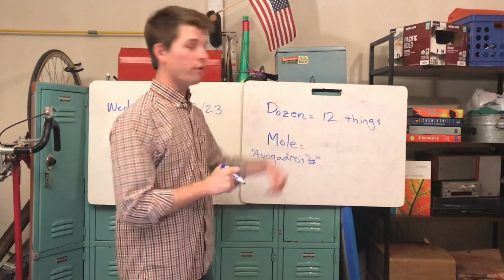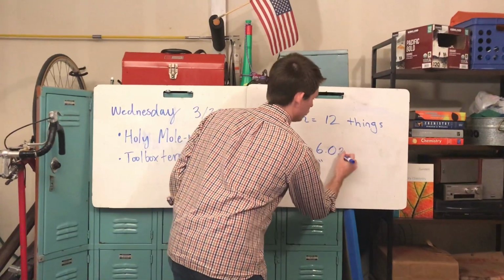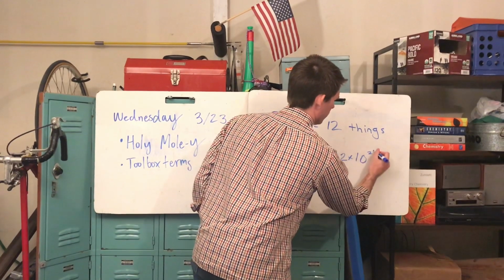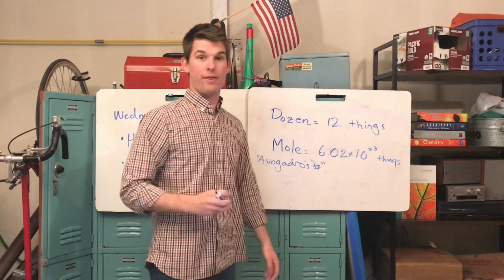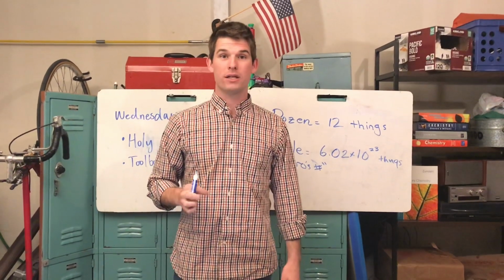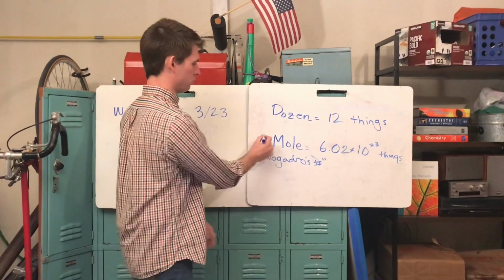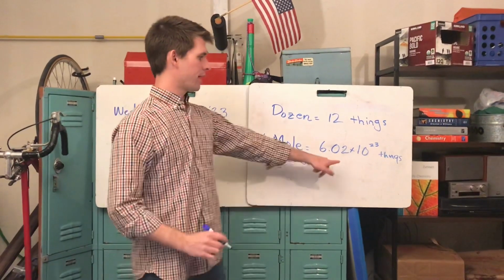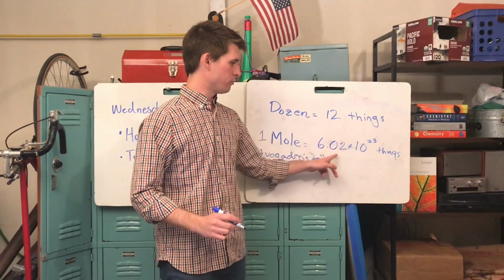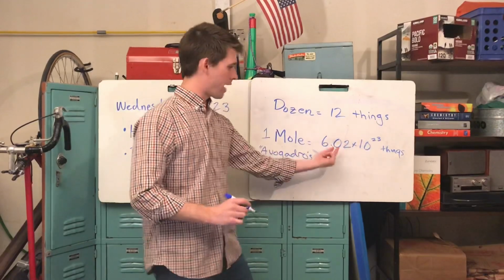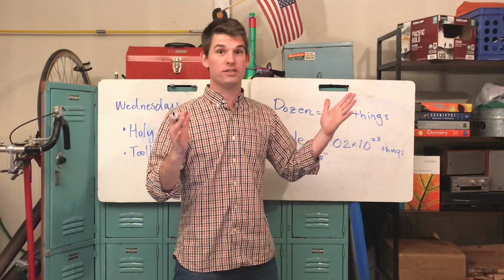Avogadro's number is not 12 things, ready? It's 6.02 times 10 to the 23 things. Wow, that is an enormous number. So if I have 1 mole of things, I have 6.02 times 10 to the 23 things. That's 23 times you move the decimal place that way. So after the 2, it's 21 zeros after that. So it's a lot of stuff.